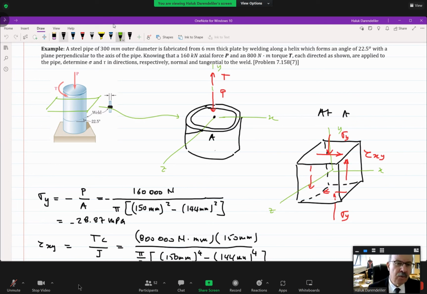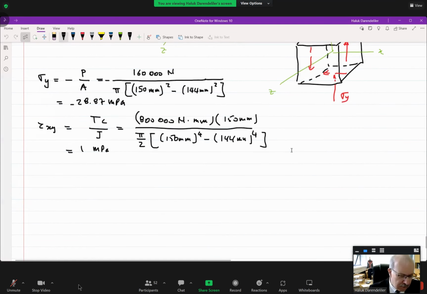Okay, we are looking for sigma and tau on the directions normal and tangential to the weld. Now we are looking for this. This cubical element is a must because all the equations are derived for that. However, the question is asking for a cubical element in 2 dimensions.